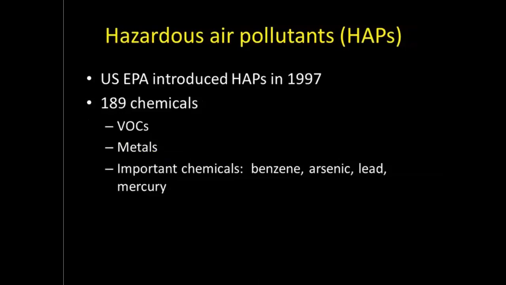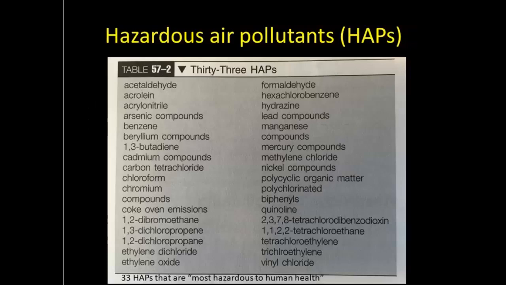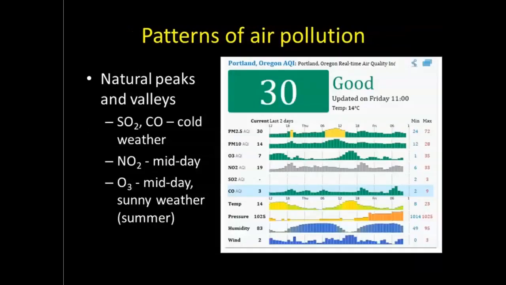So moving on, hazardous air pollutants were established or introduced by the EPA in 1997. It's a long list of chemicals, many of which we recognize and are familiar with: benzene, arsenic, lead, mercury, those types of things, which all seem very reasonable. This is the 33 HAPs that are most hazardous to human health. And again, we recognize a lot of these compounds: cadmium, chromium, mercury, arsenic, lead, benzene. So these are specific pollutants that were specifically named by the EPA as hazards and are measured.